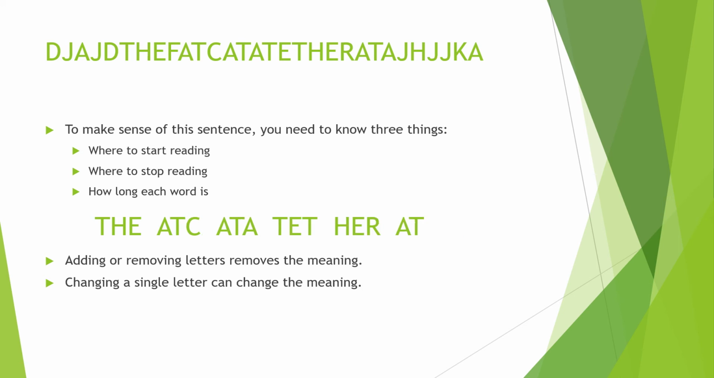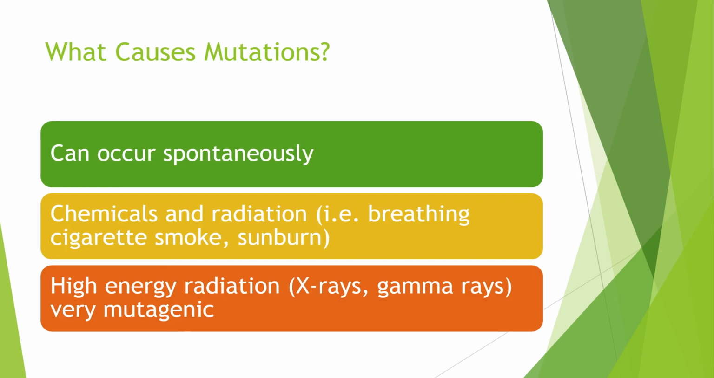The last mutation we'll look at is a deletion. In this case, the F at the start of the word fat was deleted, leaving our sentence almost entirely unreadable. Once again, the word before the mutation is just fine, but everything after that is messed up. And like with our insertion, we no longer have our stop word, so we should technically just keep trying to read. Now that we know a bit more about what mutations are, let's talk about what causes them.